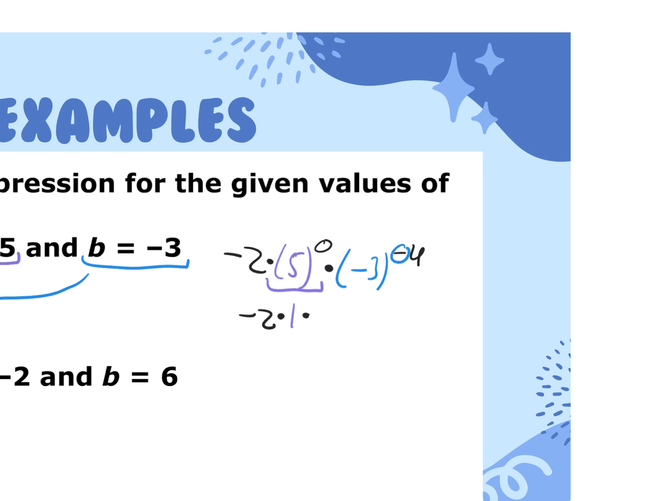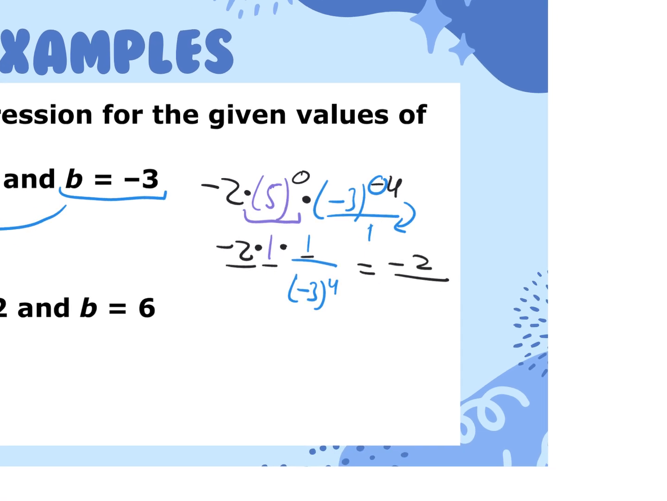And then next, if I have a negative 3 to the negative 4th power, I know that that negative exponent is going to bring whatever I have on top to the bottom and then turn that exponent positive. So this is going to become times 1 over negative 3 to the 4th power. Then I can just multiply straight across. Negative 2 and 1 are both integers, so they're going to combine with whatever's on top. So I have a negative 2 times 1 times 1. That's going to get me a negative 2 on top. And then on the bottom, I have a negative 3 to the 4th power.